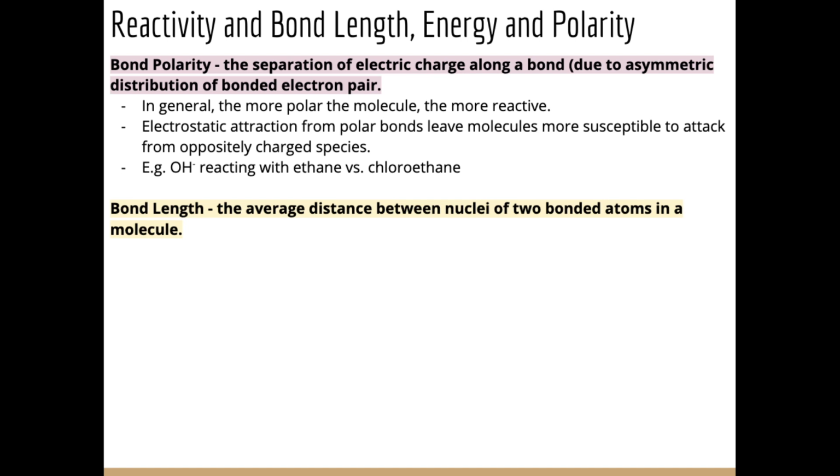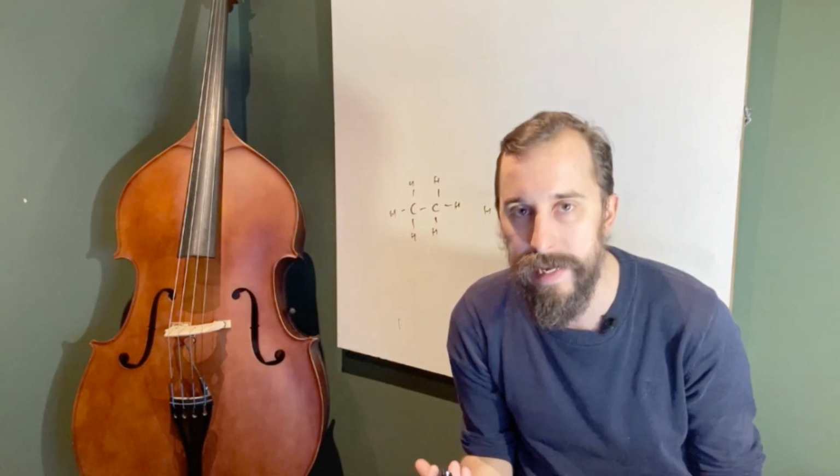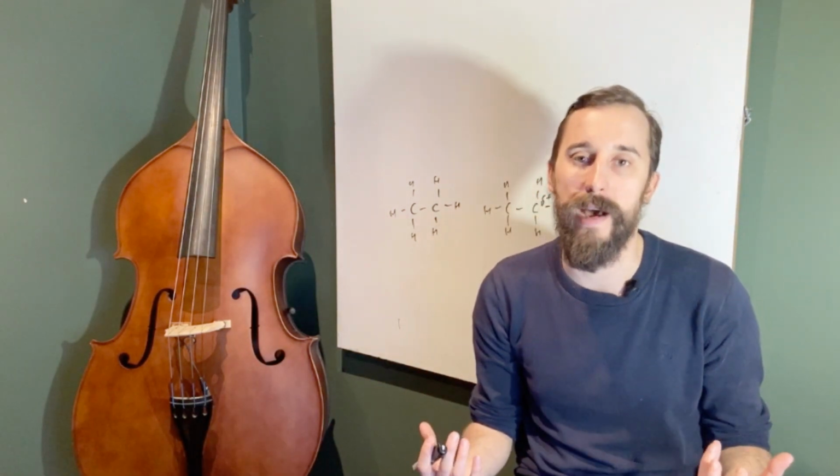We have this other term called bond length. We have two bonded atoms in a molecule. In general, single bonds are larger than double bonds and they are larger than triple bonds due to the greater attractive force between electrons and nuclei pulling them closer together. Therefore, the shorter the bond, the greater the bond energy. So let's think about this. If a single bond is larger than a double bond, it means that the electron pair are further away from those respective nuclei at each end of the bond.